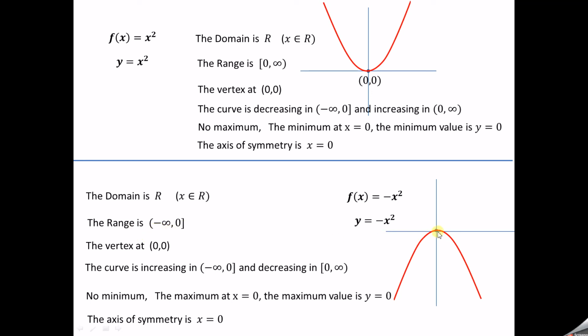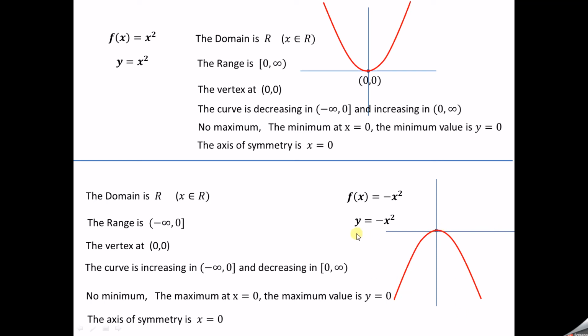And the vertex, as we already pointed out, is at 0, 0. And then the curve, when it is increasing and when it is decreasing. Let us see here, for what values of x the curve is increasing. The x values are on the x-axis and the image y is on the y-axis. So for what values of x the curve, meaning y, is increasing, and for what values of x, y is decreasing.